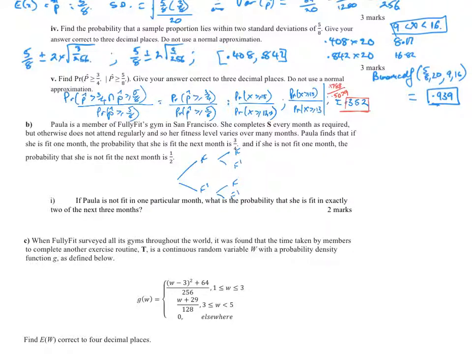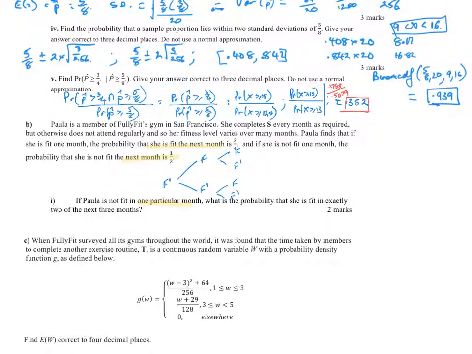If she is not fit in one particular month, what is the probability that she's fit exactly 2 of the next 3 months? Okay, now straight away, because her fitness levels and the likelihood of her being fit varies, so it changes from month to month, it's not a binomial. So let's instead think about where we're at. She's not fit at the start. We've been told not fit.